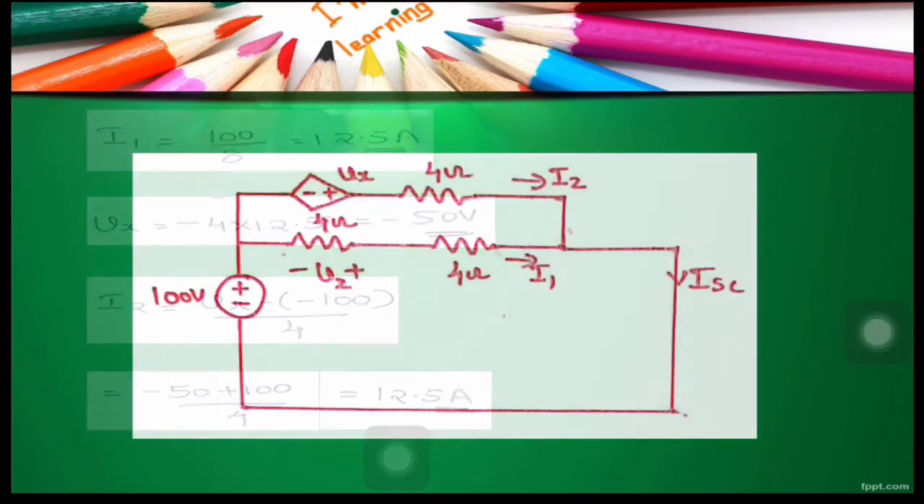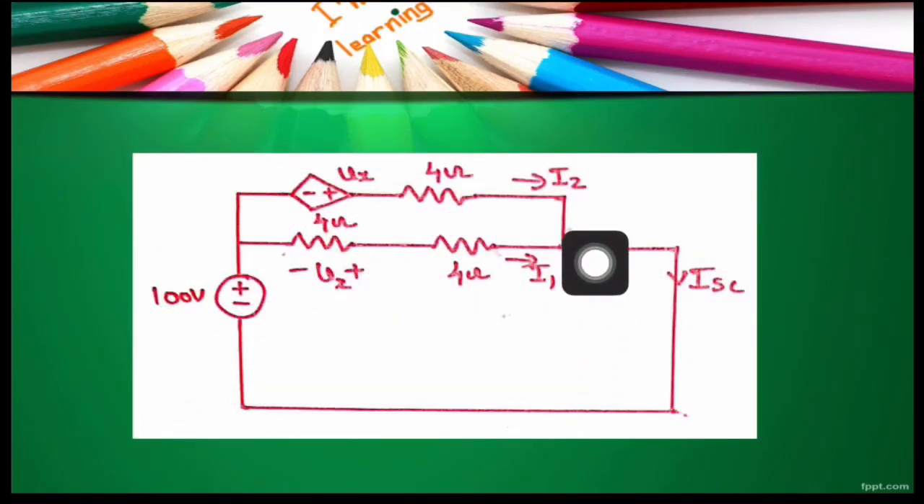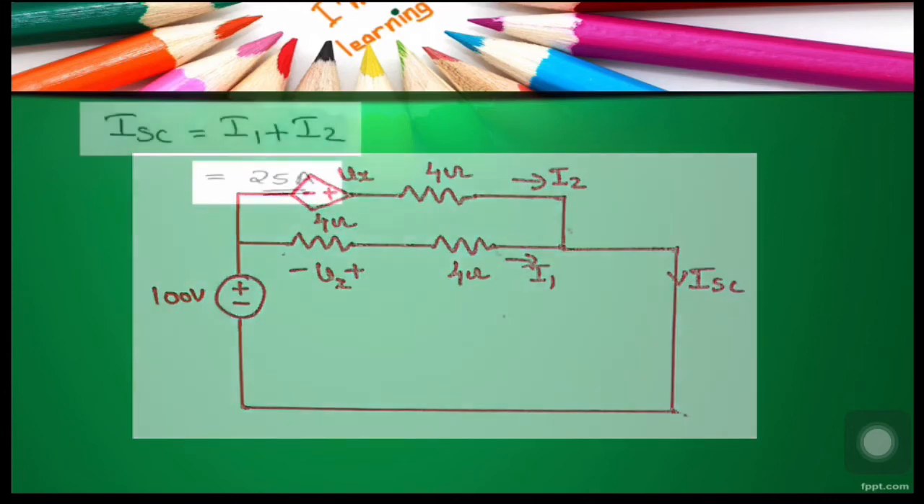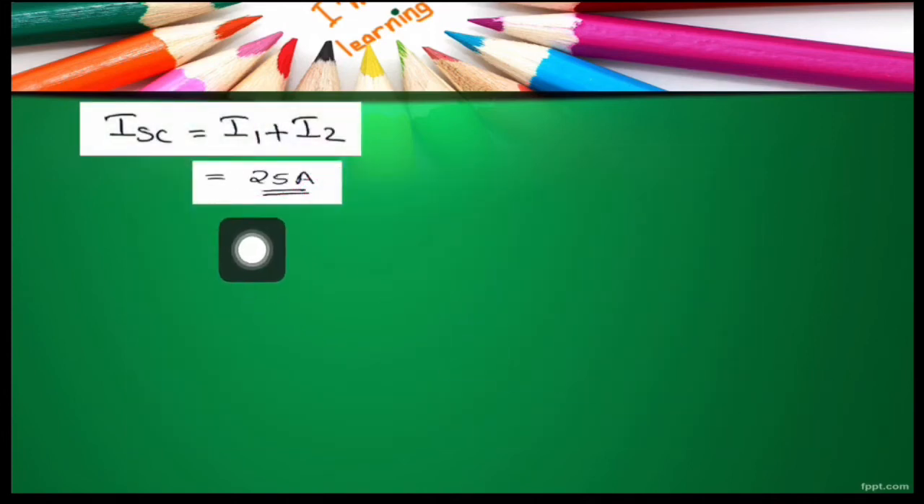Clear? Now let us write KCL at this node. At this node we have one outgoing current Isc and two incoming currents I1 and I2. By KCL, the sum of incoming currents entering a node is equal to the sum of outgoing currents leaving that node. So we can write I1 plus I2 is equal to Isc. I1 and I2 are already calculated. Correspondingly, we get Isc is equal to 25 amperes.